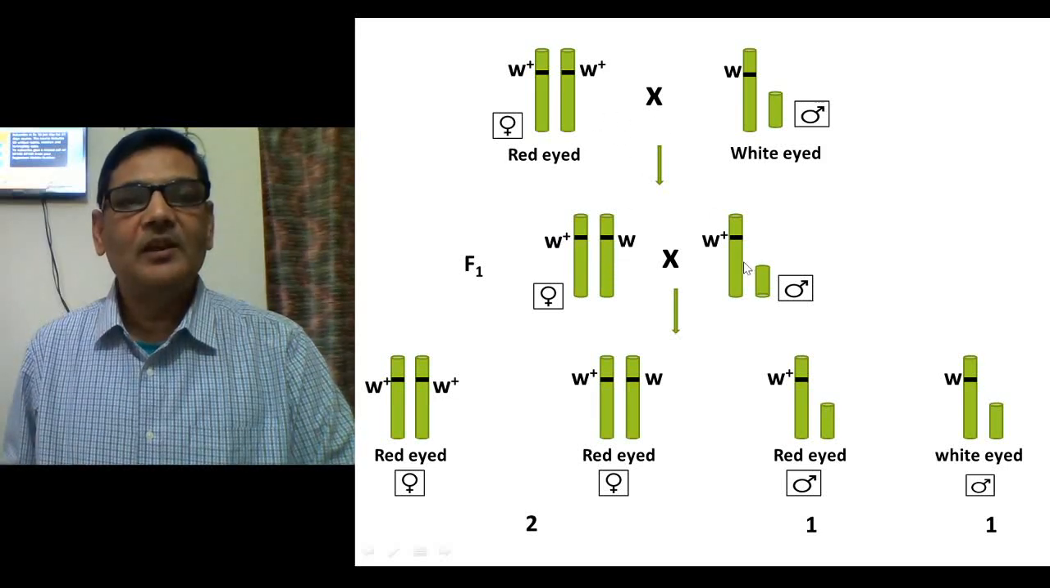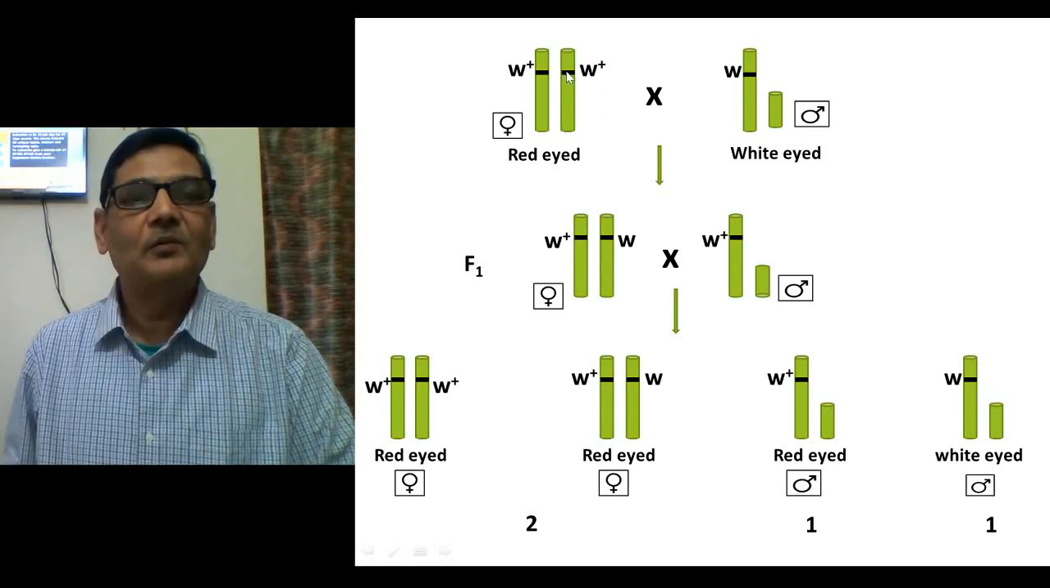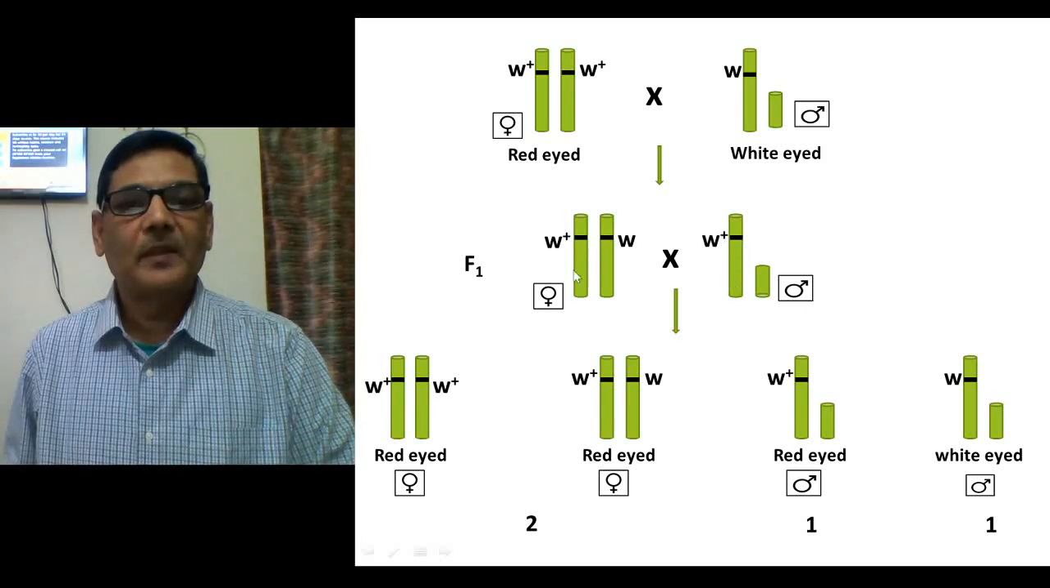Whereas the male individual will also be red-eyed, because the female will contribute its X chromosome with W plus, and that will combine with the Y chromosome, so the male will also be W plus. But here the F1 female will be a carrier. She will carry the normal allele as well. She will carry the mutant allele, but she will be of normal phenotype, so she is a carrier.